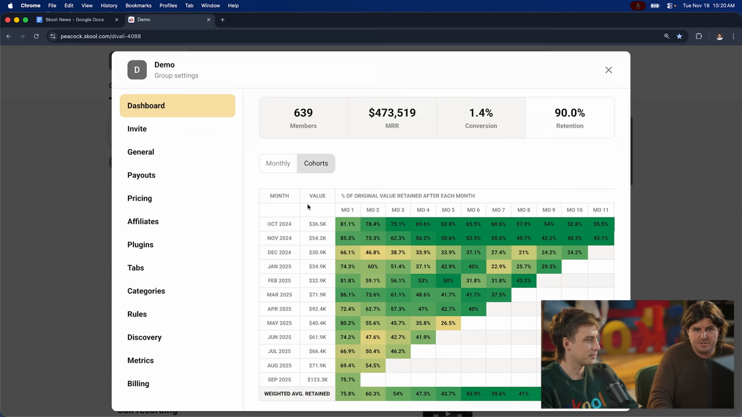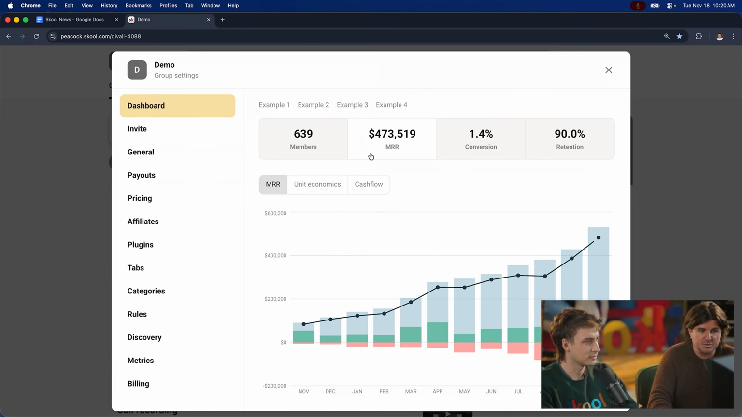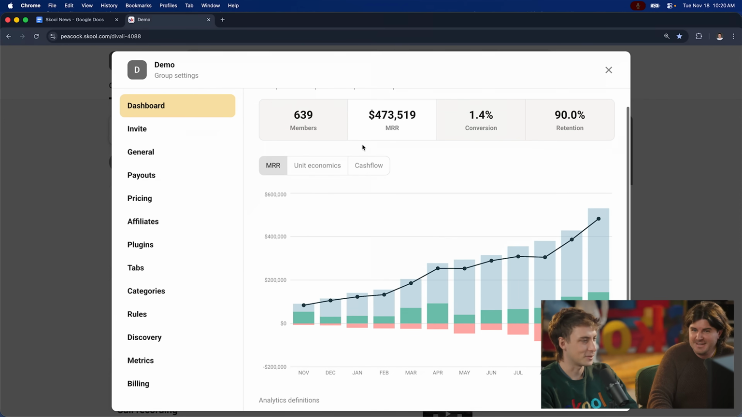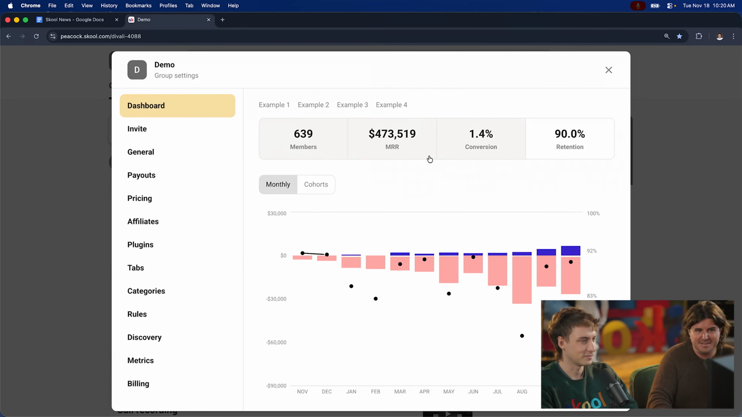And you might think, oh, this group is only achieving this because it does annual payments. Annual can certainly help with long-term retention, but what's interesting about this group is it actually does none. Yeah. It's 100% monthly. Yep.